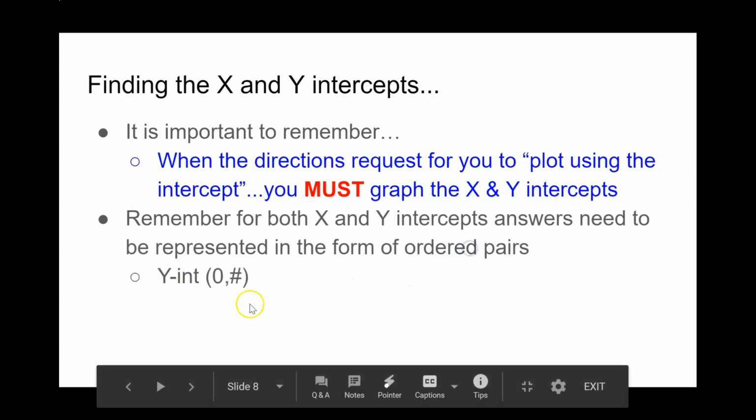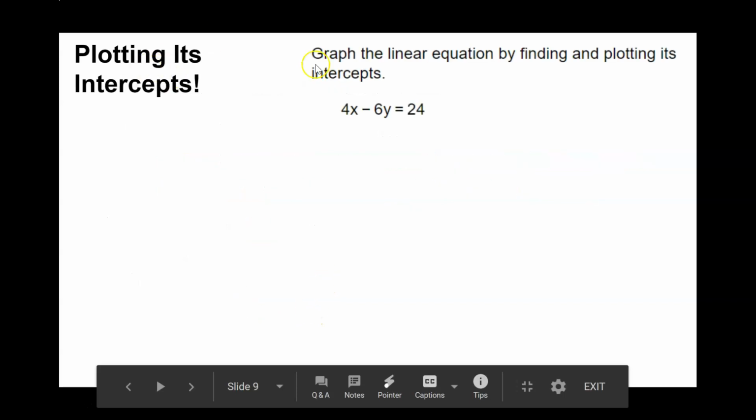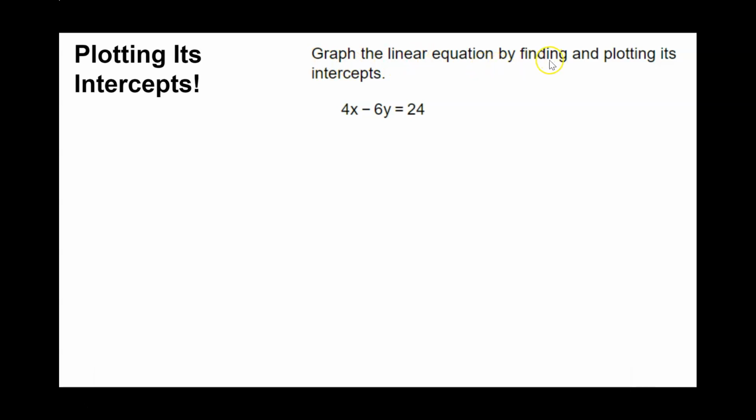Again, for the y-intercept, the number goes in the y spot with 0 for the x. For the x-intercept, the number goes in the x spot, and then you have 0 for the y. So here is exactly what the directions are going to say: graph the linear equation by finding and plotting its intercepts. That's what you need to write down and highlight and pay very close attention to, because we're strictly doing the intercepts.